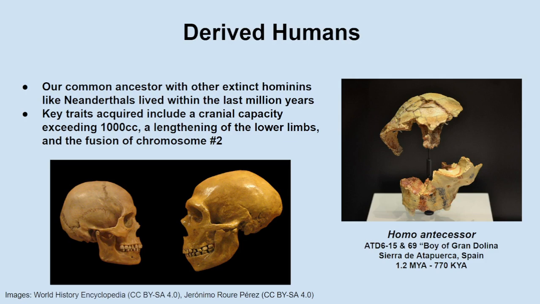This so-called muddle in the middle, which is a term coined by Chris Stringer, has seen increased attention in the last few years, including since we recorded season 1. And it looks like we may finally be getting somewhere, slowly. At any case, our last common ancestor with other hominins, like the Neanderthals and the Denisovans, likely lived somewhere within the last million years or so, but no younger than 430,000 years ago.